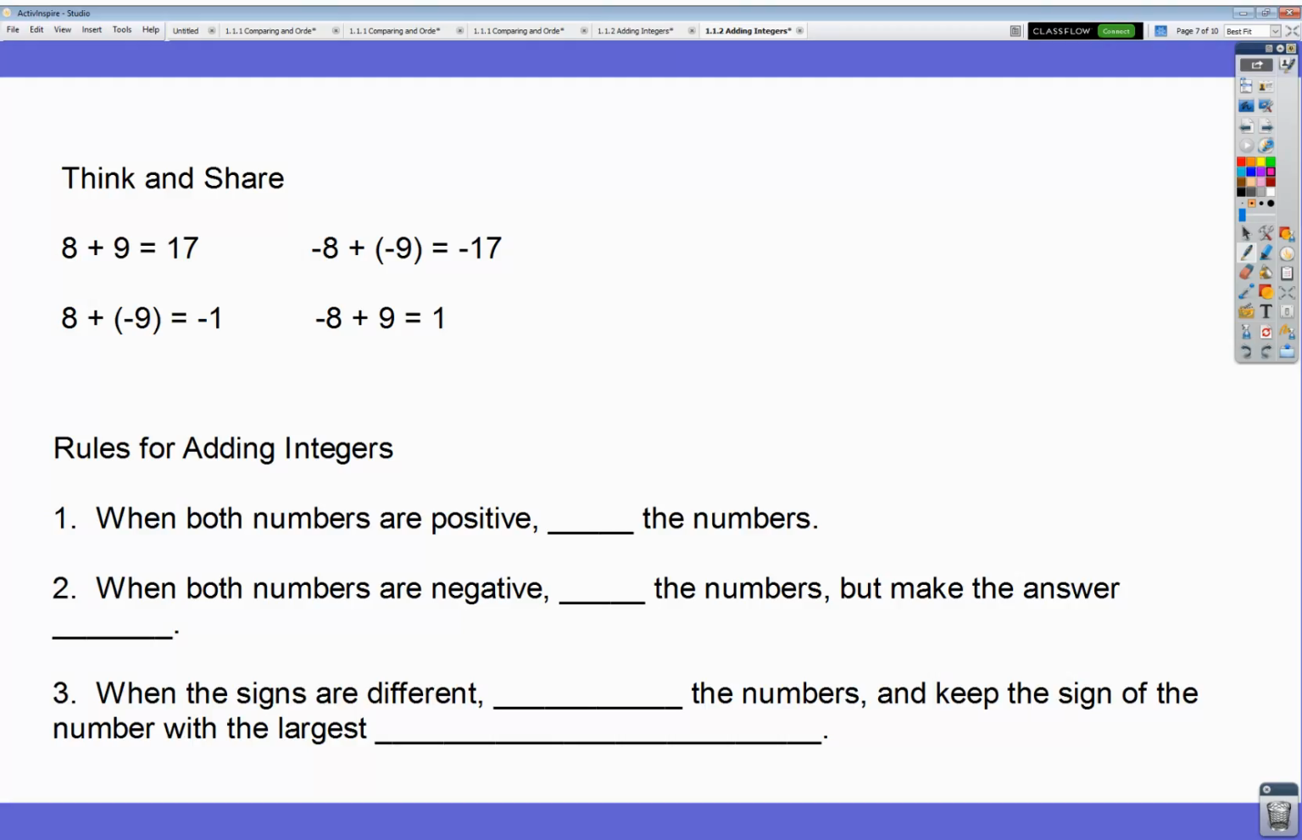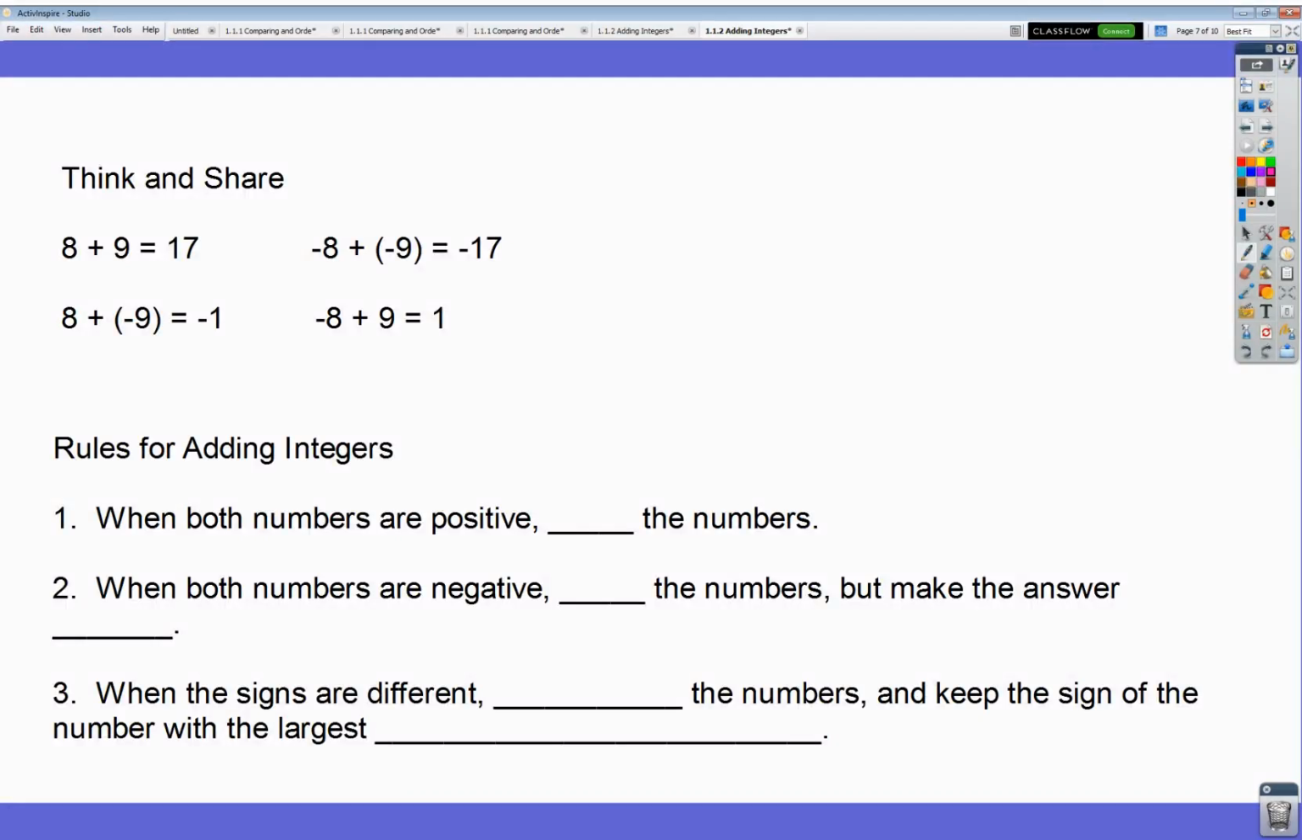I have four equations, and they all use the same 2 numbers, but with different signs. So I want you to look at what the answers are in each case and see if you can come up with the rules for how you get the answers to these problems without using a number line. So pause for a second, see how much of this you can fill in on your own, and then check back to see what the actual answers are.